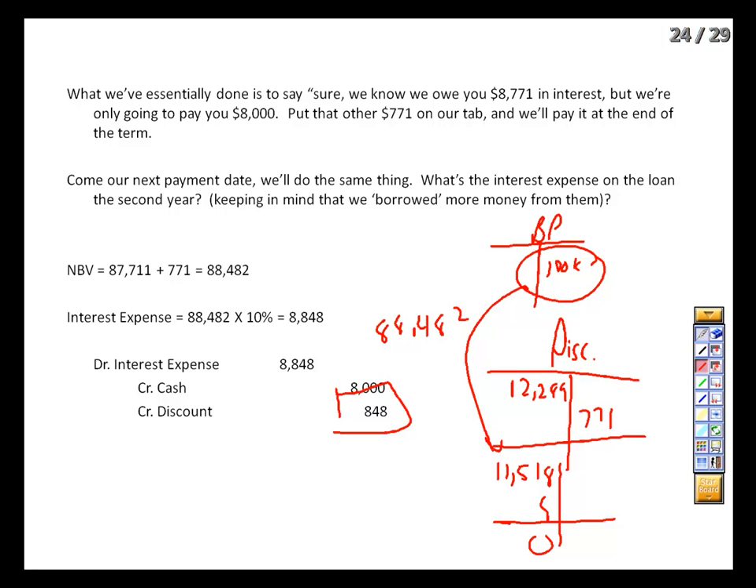Pretty cool, huh? Included at the back of your notes packet is the full amortization schedule for this bond, so you can see how to get to a net book value of $100,000 from where we started way back when at $87,771.